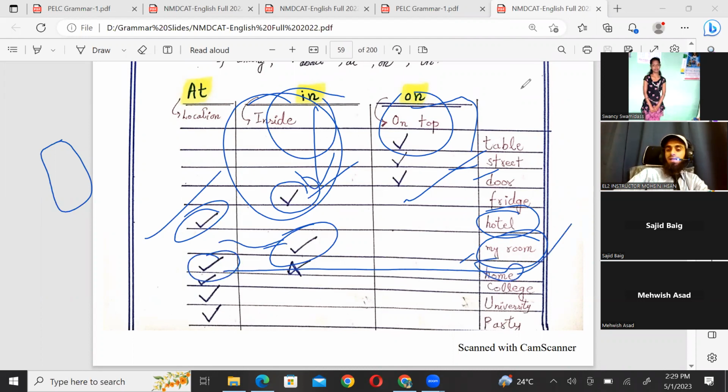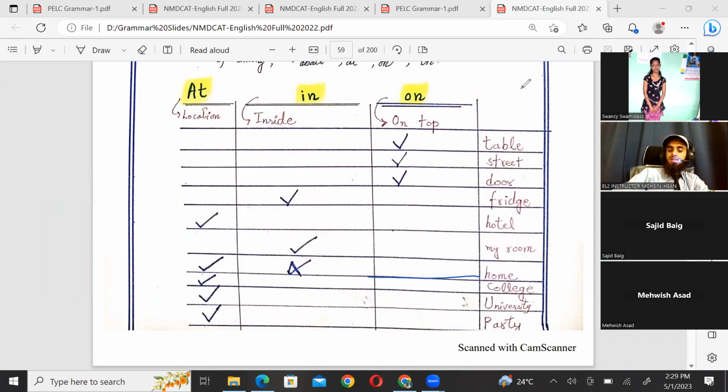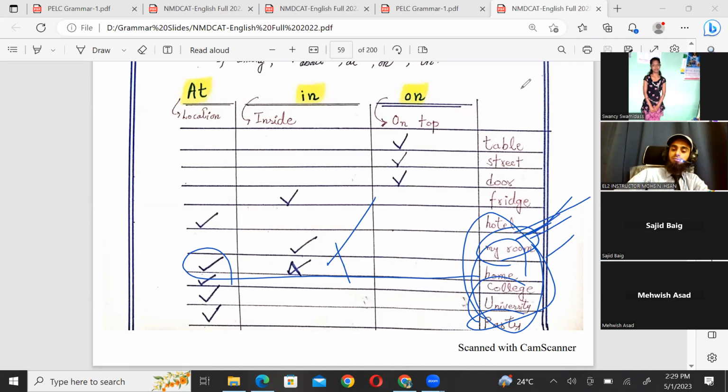With home, you cannot say I'm in my home. You must say I'm at my home. In is incorrect. At college, at university, all building names, hospital is an exceptional case. With these few, you're supposed to use at, except if you are mentioning a personal room, like the living room, where you're supposed to say in the room. Okay, at home, at college, at university.